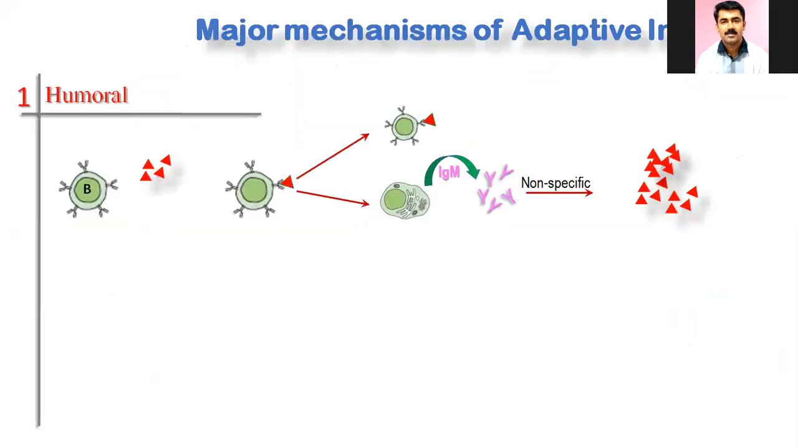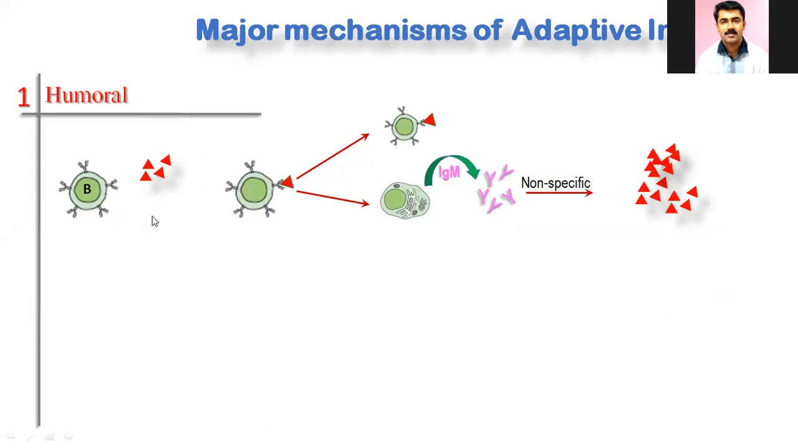So let us discuss the most important mechanisms of adaptive immunity, right? There are three types. The first is humoral, also known as antibody-mediated immunity, the second is cell-mediated immunity, and the third is NK cell-mediated, or natural killer cell-mediated. So let me start with the humoral, antibody-mediated immunity.